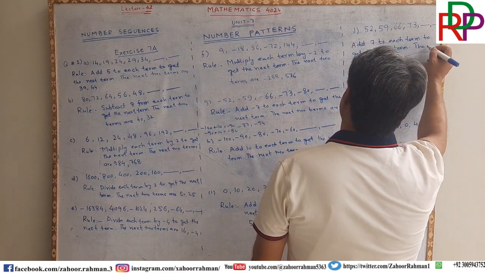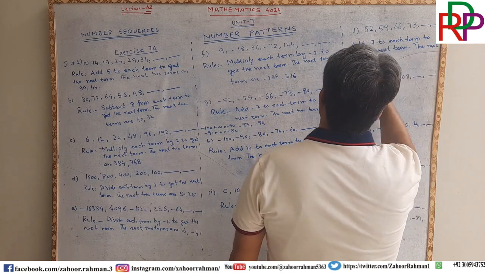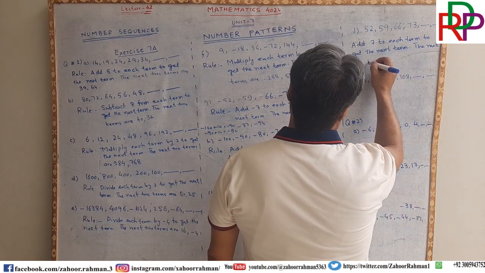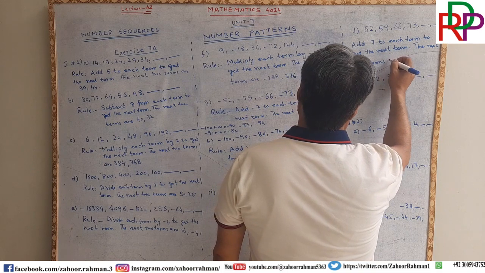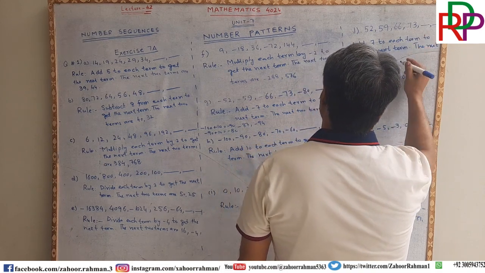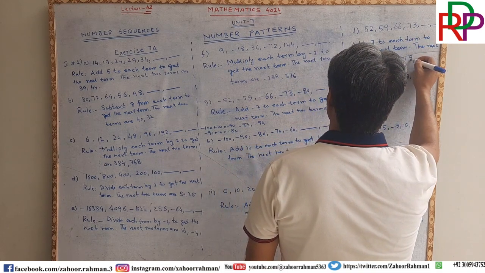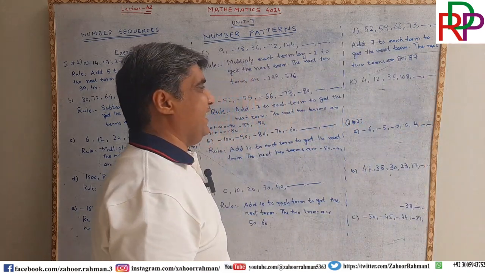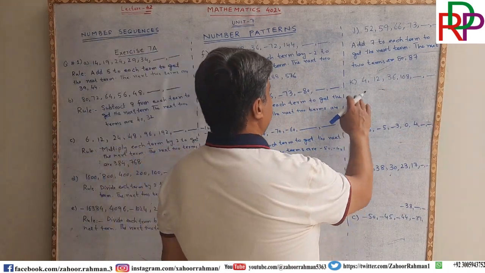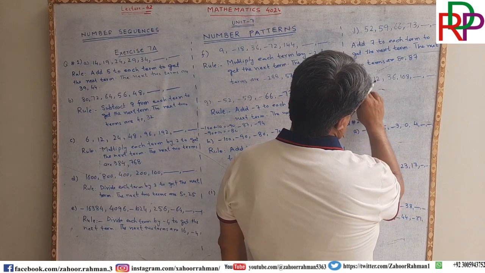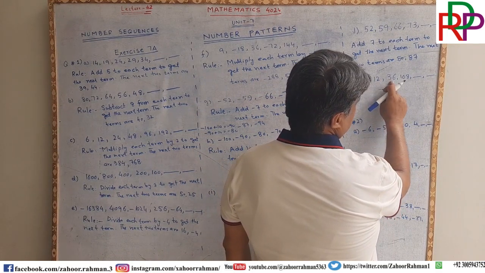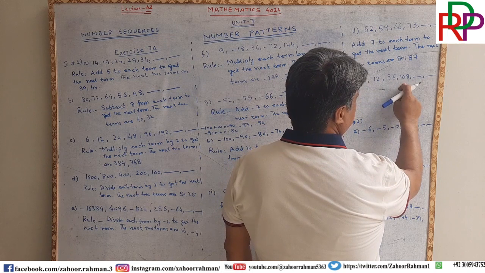The next two terms are what? If we are adding 7 to 80, so it will be 80 and 87. Now the K1, the final one, 4 threes are 12, 12 threes are 36, 36 threes are 88.